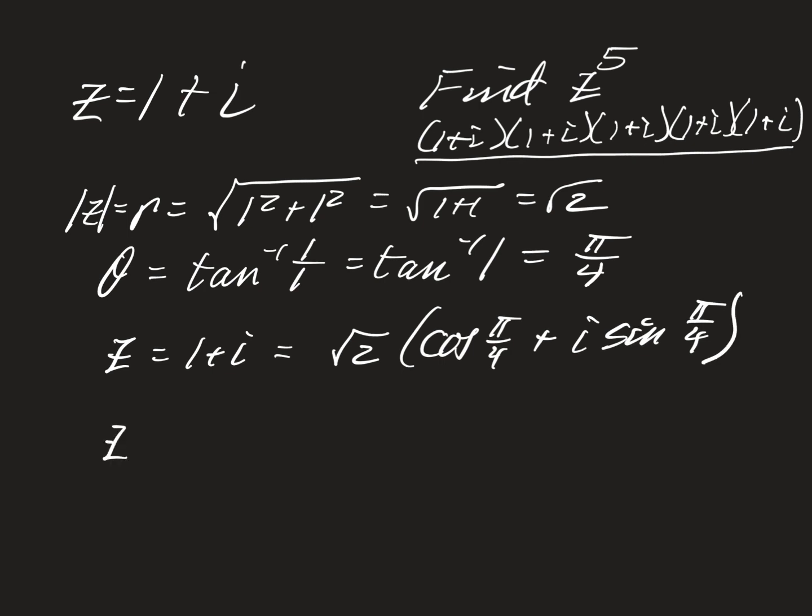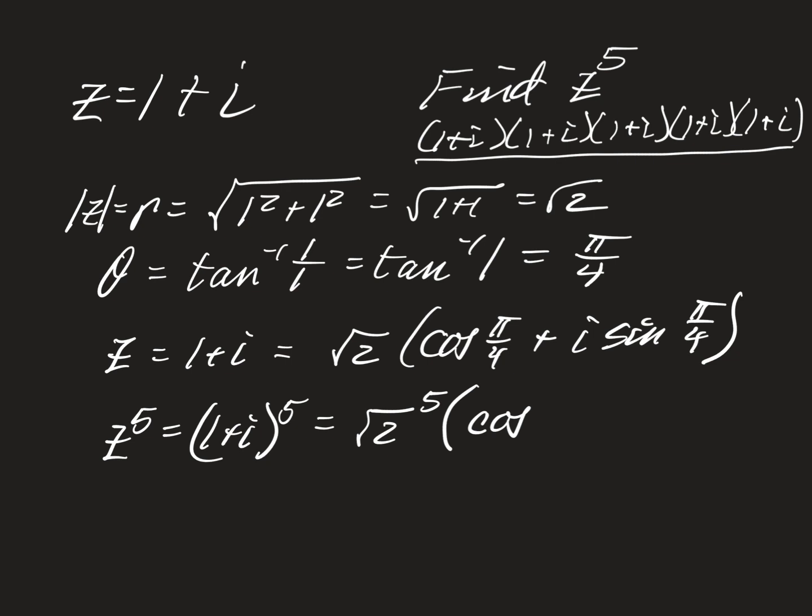Then we can find z to the 5th, which is 1 plus i to the 5th, which is the square root of 2 to the 5th power times cosine of 5 times this angle, 5 times pi over 4, plus i sine 5 times pi over 4.